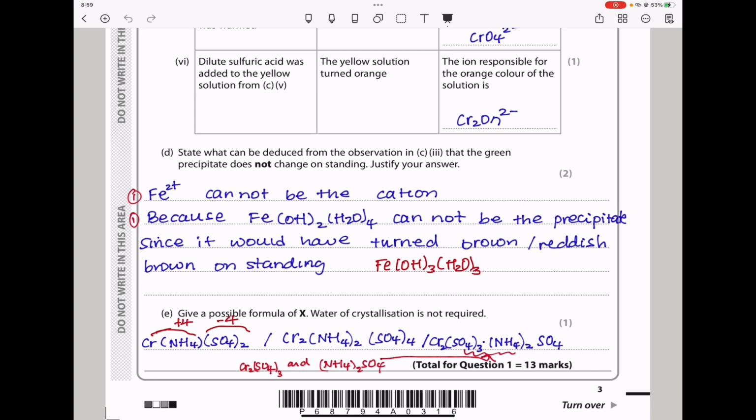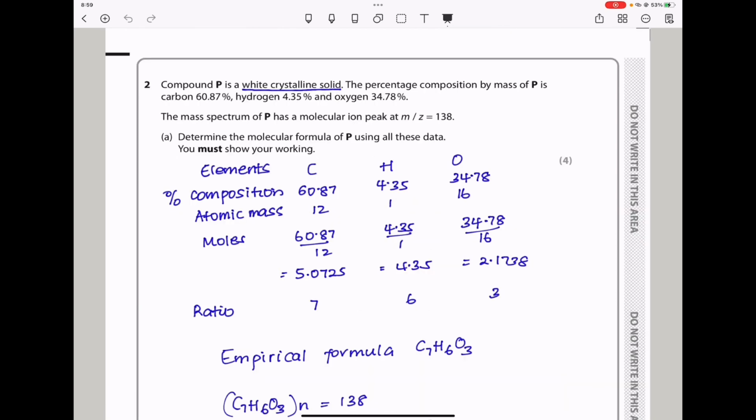So this brings us to the end of question 1. Let's continue to question 2. Question 2 says compound P is a white crystalline solid and the percentage composition by mass of P is carbon 60.87, hydrogen 4.35, and oxygen 34.78. They say the mass spectrum of P has a molecular ion peak at mass to charge 138. They want you to determine the molecular formula of P using all this data, and you must show your working.